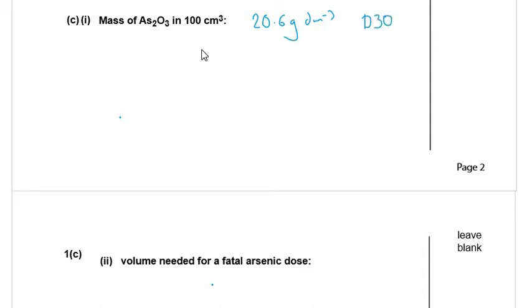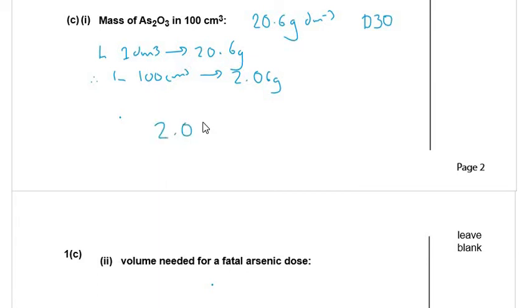So if there's in 1 decimetre cubed of the stock solution, we're expecting it to be 20.6 grams. Therefore, in 100 centimetres cubed, which is 1/10 of a decimetre cubed, we would expect it to be 2.06 grams. Now we're going to then further dilute that by a factor of 10, 30 times. So in this 100 centimetres cubed, we could expect it to be 2.06 times 10 to the minus 30 grams, which is hopefully the answer that you have got.